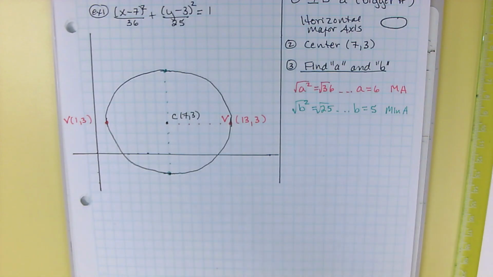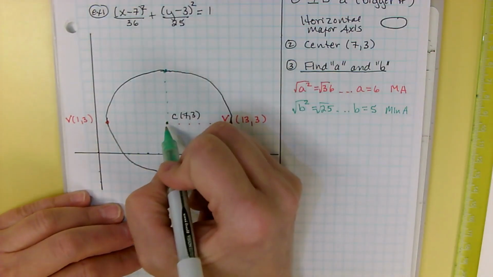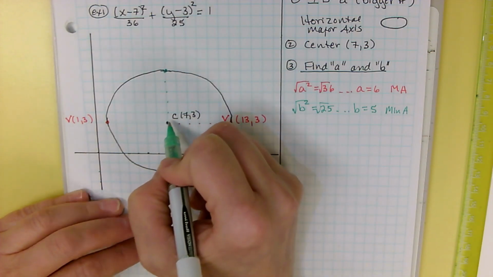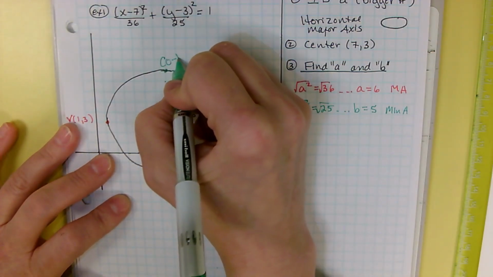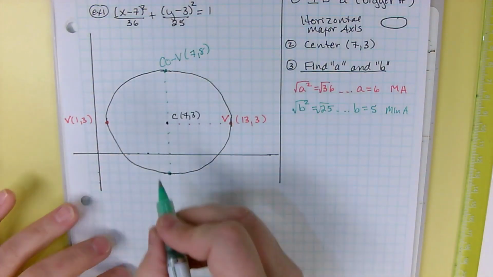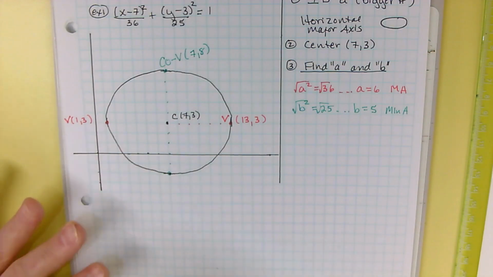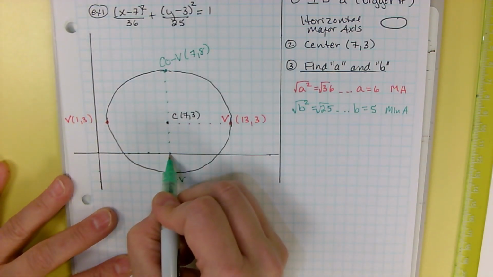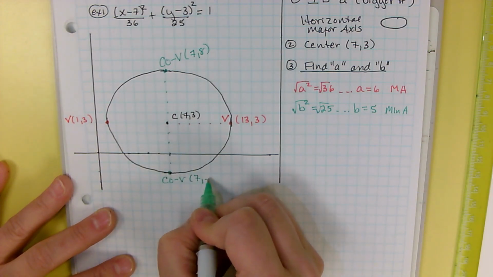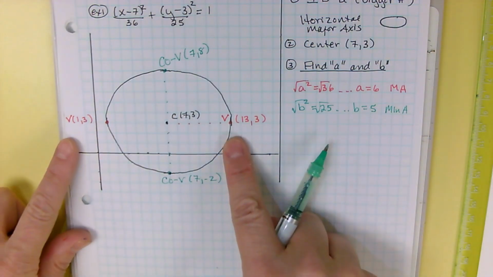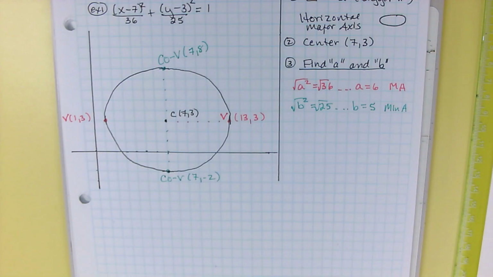All right, so now we're going to label the co-vertices. So we're going 7 to the right and up 5. So 3 plus 5 is 8. So my co-vertex up here is 7 to the right, up 8. So co/v, hyphen v will work. Down here, my co-vertex is 7 to the right and down 2. 7 and -2. That is all that needs to be on your graph, is the center and the 4 points of the compass indicating vertices and co-vertices, and that's it.